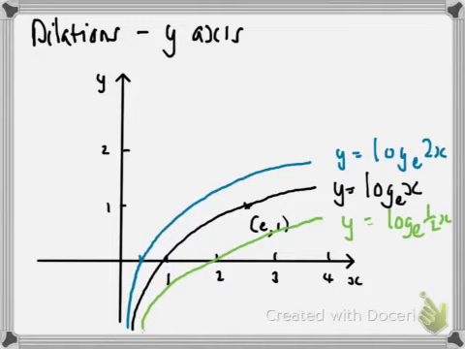Dilations in the y-axis, this is when we've got a number, a coefficient, in front of the x here. Now this time we've got a dilation in the y-axis. You can see now my x-intercepts have changed. Before that was 1, 0. If I have a log a half x, which is the green graph, the intercept is now 2.